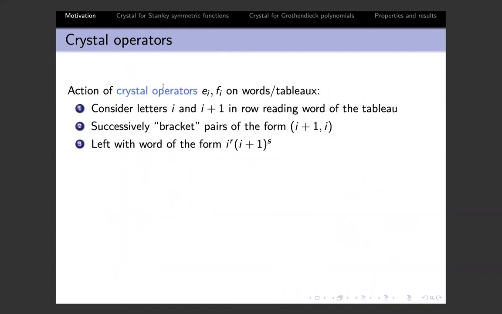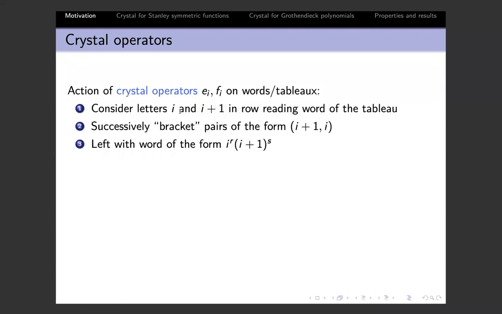Okay, and let me just very briefly review how the crystal operators act on words or tableaux for type A. If you look at a word in the letters, let's say from one up to n, and you want to consider the crystal operators e_i or f_i, where i is a letter from one up to n minus one, then you consider the letters i and i plus one. And if you do it in terms of a tableau, then you would look at the row reading word of the tableau to get a word.